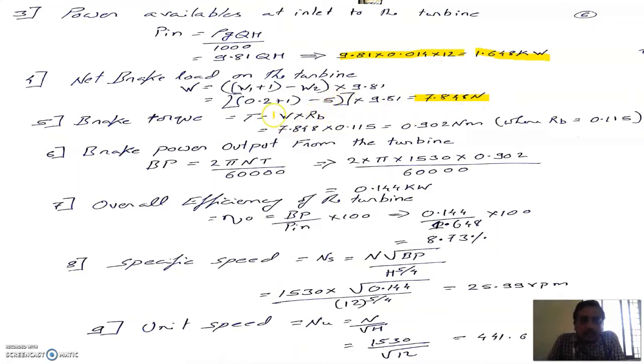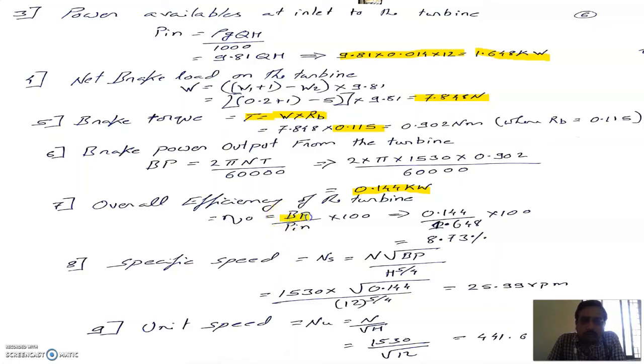Next we calculated the torque, which equals W into RB. W is the value we found over here, and RB has been given as 0.115. From that we calculated the brake torque. Next is the brake power output, given as 2 pi N T by 60,000. When I put all the values, I got around 0.199 kilowatts.